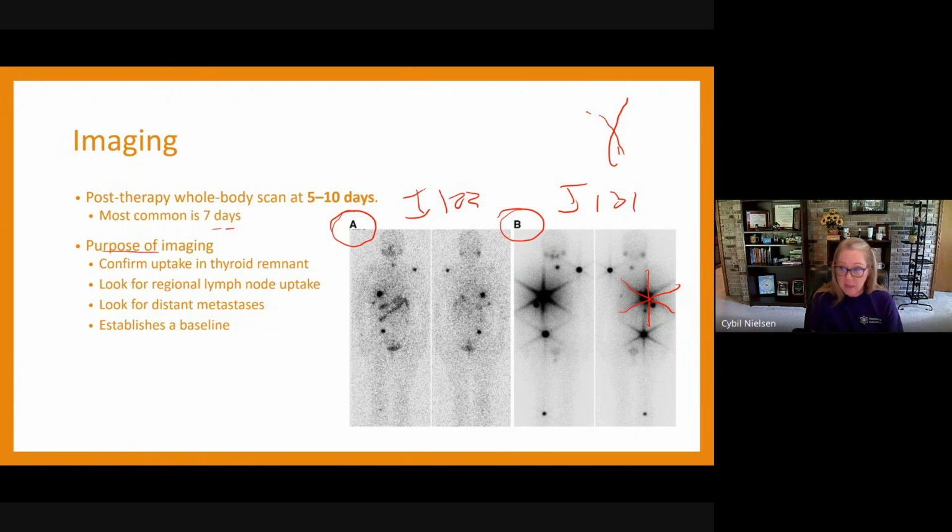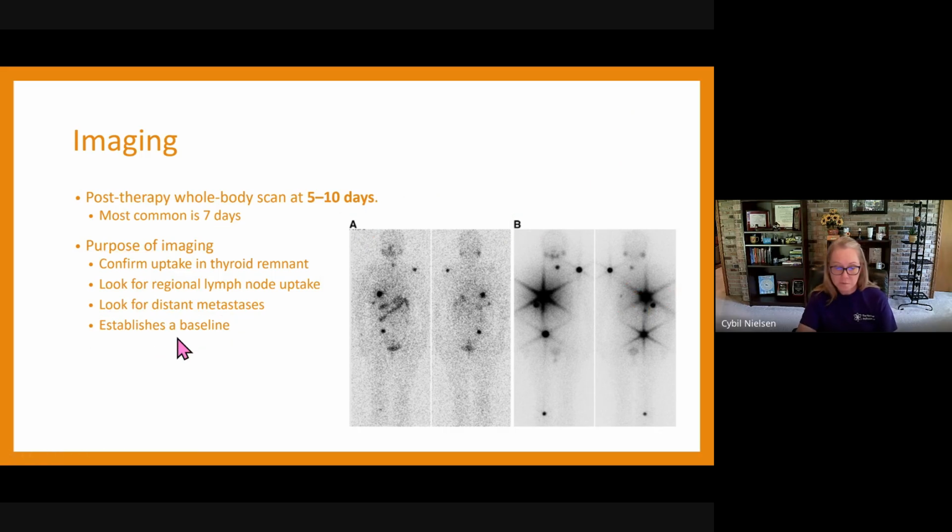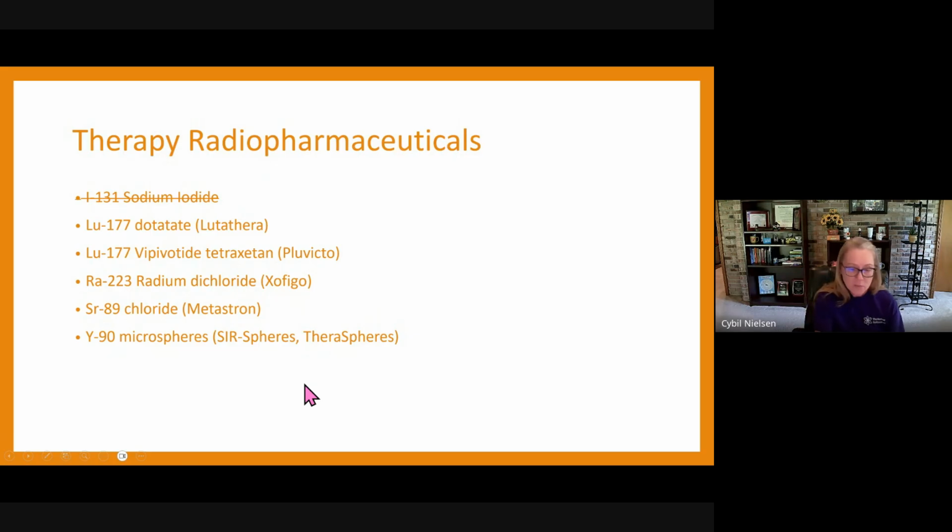So the purpose of us taking this image is we want to confirm that we have uptake in that thyroid remnant. We want to look and see if there are any regional lymph nodes. We want to look for any distant metastases, and this gives us a baseline for future treatments. So 6 months later, we'll bring the patient back again. We'll see if it has responded to that therapy, and if not, we're going to give them another dose. All right, the next one is lutetium-177 dotatate.